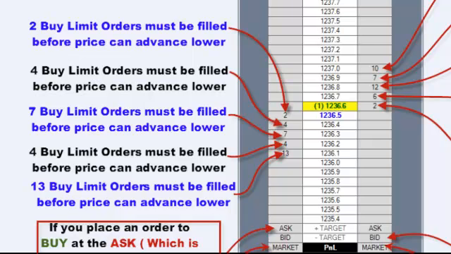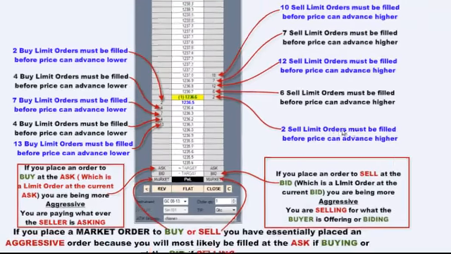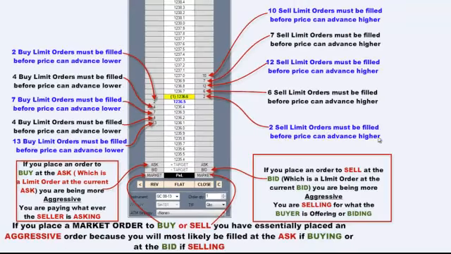Sellers on the market: 2 right here. 2 seller limit orders must be filled before price can advance higher. And this is dynamic. It's changing all the time right before your eyes, just like the price moving up and down. That's why the price moves up and down.